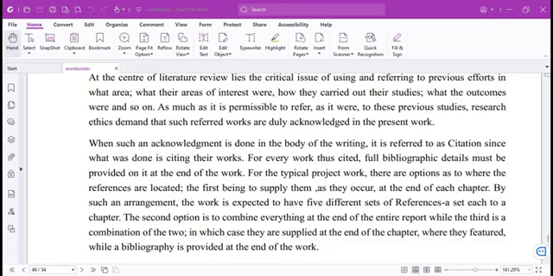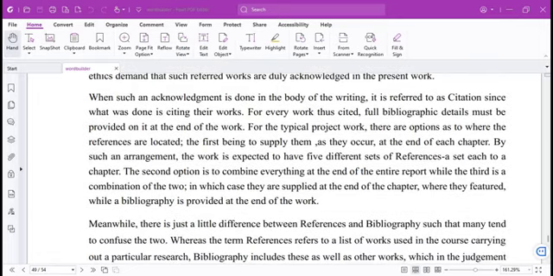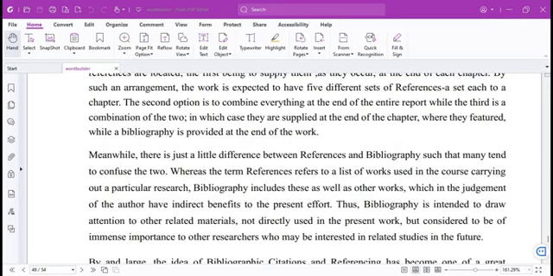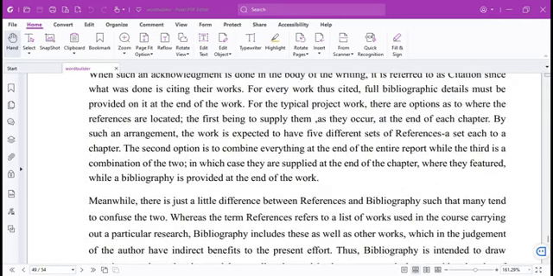So, in summary, we have 3 different methods. One, you can cite it right inside the work. The second one is to put it at the end of the work, that's bibliography, at the end of the entire work. And then the third is to cite inside the work at the end of each chapter and also put it at the end of the work. Okay, so you as a research project writer, you decide on the one that is preferable to you.